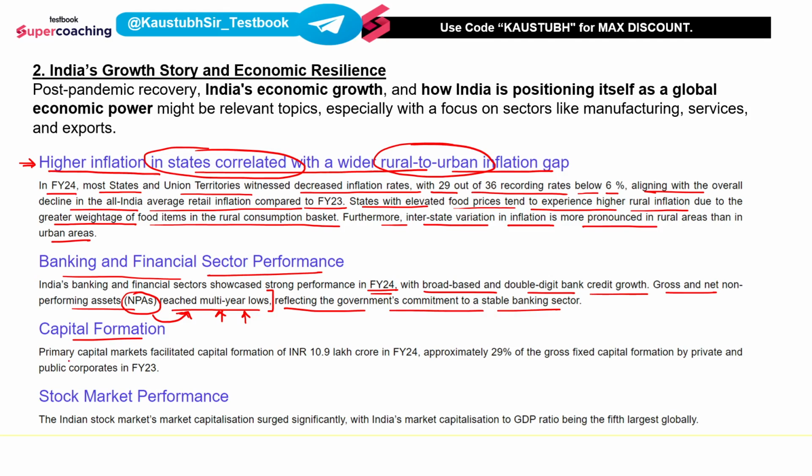Capital formation, another primary capital market facilitated capital formation 10 lakh crore in financial year 2024. So this is again a data that can be used in your essays to justify your statements. So these are the parameters on which you can talk how India's growth story of economic resilience can be looked at. So banking and financial sector performance, you can also talk about capital formation, you can talk about stock market performance, you can talk about rural to urban inflation gap, right?